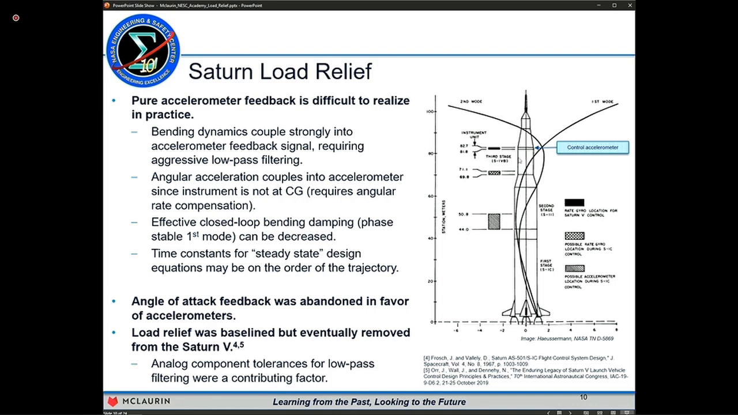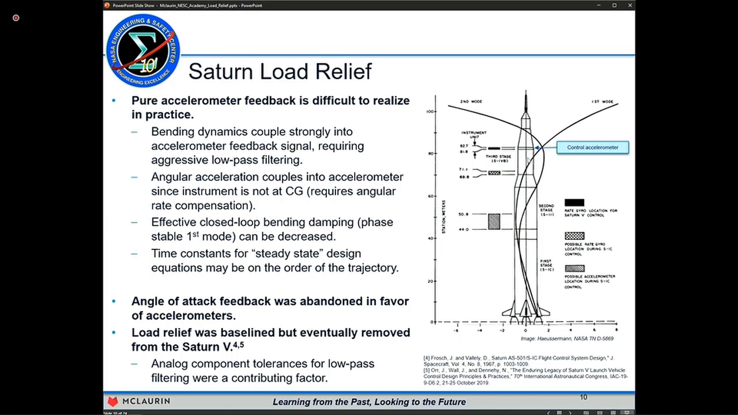The other challenge we have is the same for using accelerometer feedback on aircraft or anything else. Since the accelerometer is not at the CG, there's a strong, sometimes non-minimum phase coupling into angular rate, which requires angular rate compensation or construction of a so-called synthetic IMU location. Some techniques are used for missile feedback and so on.